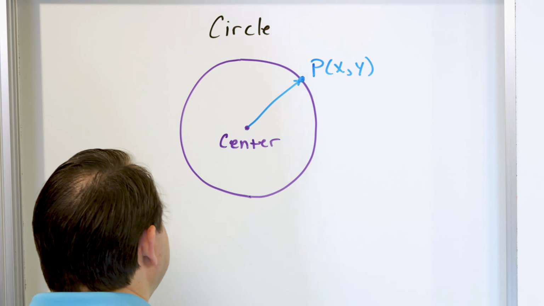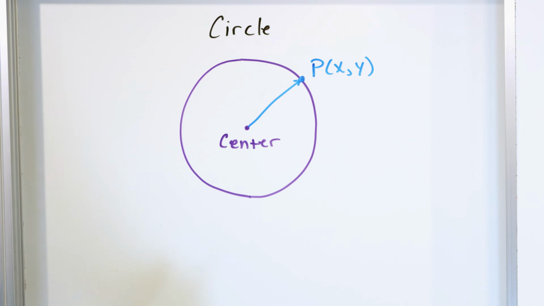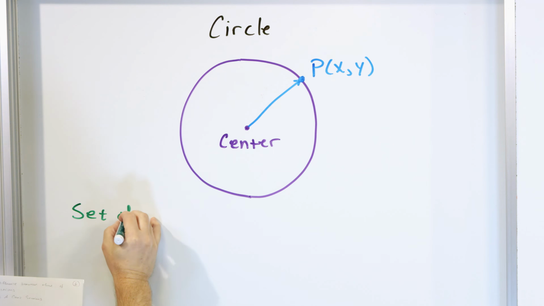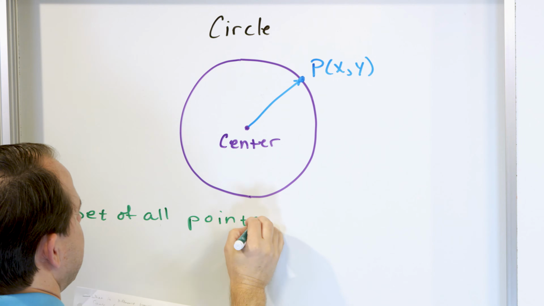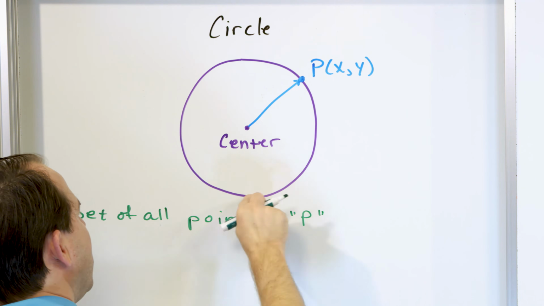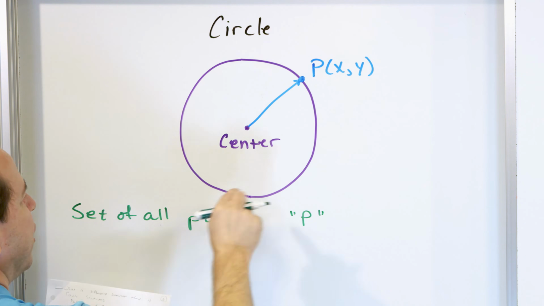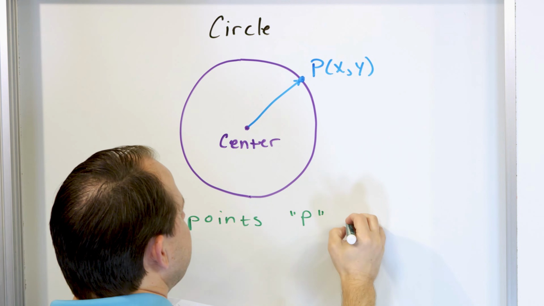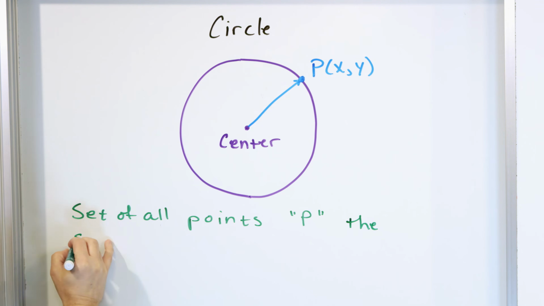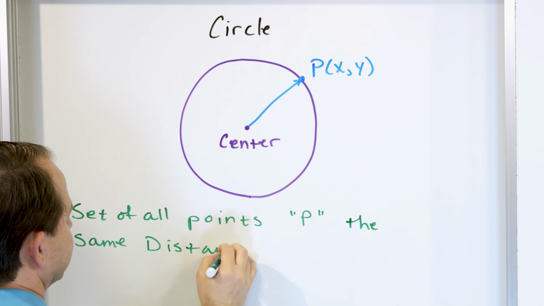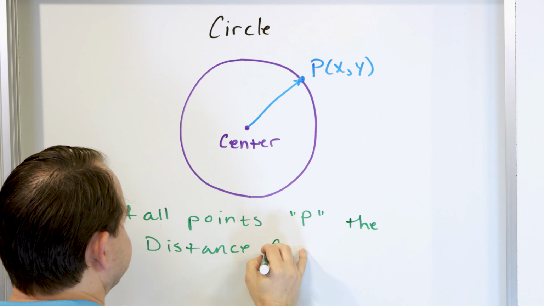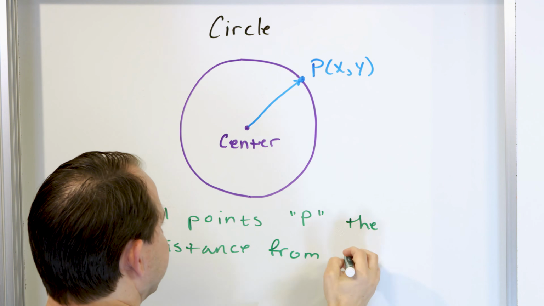So the way that we write down the definition of a circle is in words. If you were to see it in a textbook, you would see something like this. A circle is the set of all points, I'm going to put P, meaning all of these points P. There's an infinite number of points on this purple line. Set of points P the same distance from the center.